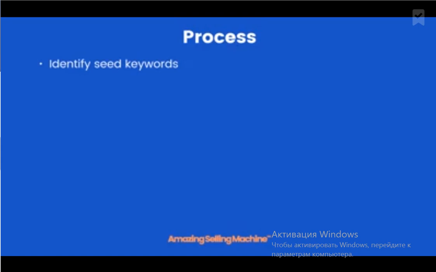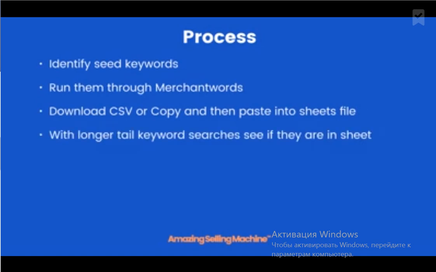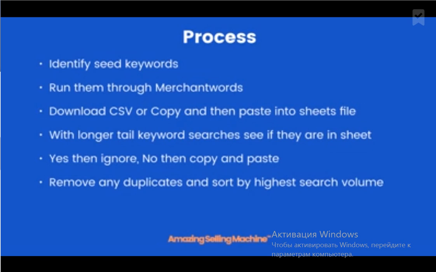So the process: identify seed keywords using Amazon's auto suggest in the search bar. Run them through Merchant Words. Download a CSV or copy and then paste into the Sheets file. With longer tail keyword searches, see if they are in your sheet already. If yes, then ignore. If no, then copy and paste into the sheet. Remove any duplicates and sort by highest search volume. Identify type, whether it's a good keyword, a not applicable keyword, in other words it's not completely relevant to your product, and also if it's got a brand name in it.